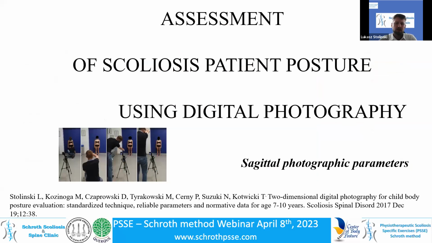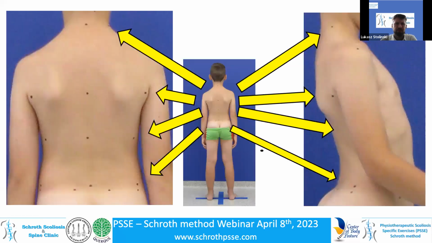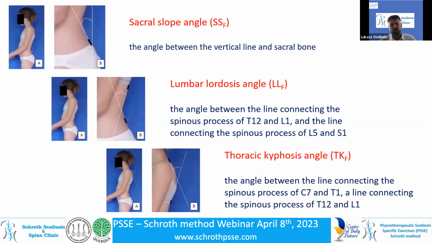Documentation using digital photography for sagittal curvatures of the spine in a scoliosis patient should include photos taken from both sides, right and left. Because of asymmetries of the trunk, we need to mark some additional points on the body before the photographic process, which can help us to assess these regions from side views. On the photos, we can calculate sagittal parameters.